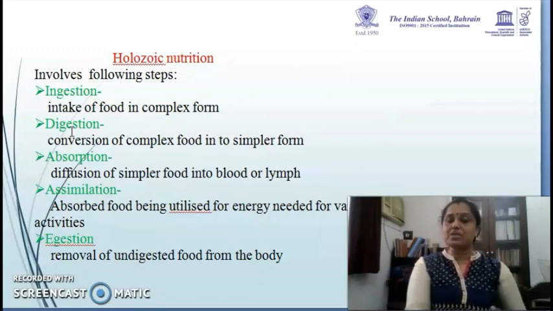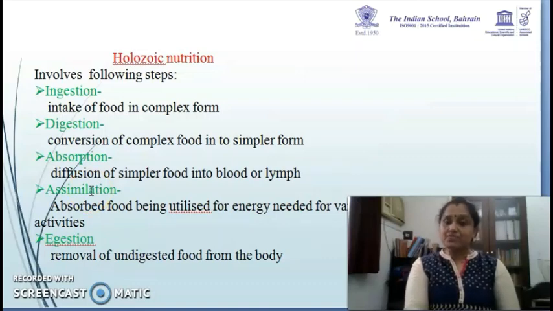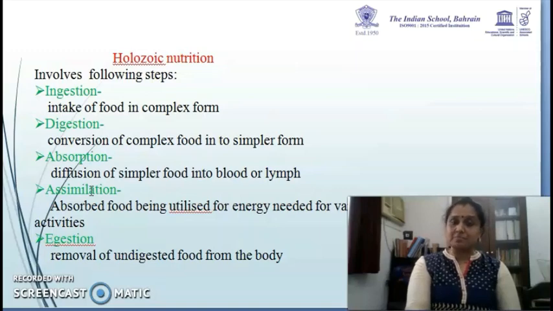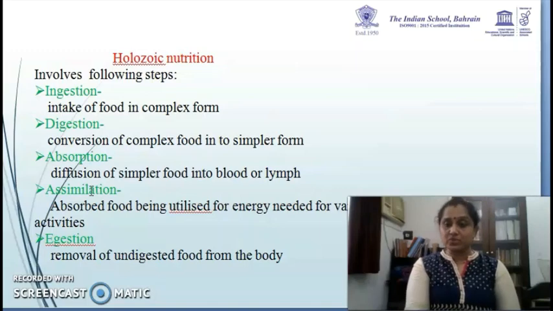Diffusion of this simpler food into blood or lymph. That is called absorption. And the next one is assimilation. Energy from this absorbed food is utilized for various activities. That is called assimilation. And the last step is called egestion. It is the elimination of undigested food materials. In both unicellular and multicellular organisms, you can see this holozoic nutrition.